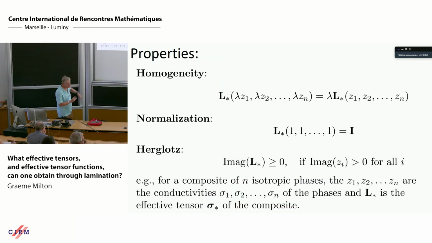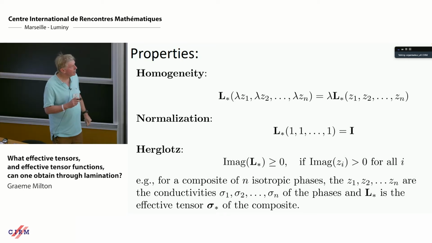So more generally, you could have a multi-phase material, which is a function of parameters Z1 to Zn, and then there's some sort of normalization. And so the Z1 up to the Zn could be the individual conductivities of the phases, and that then has this Herglotz property: the imaginary part of that tensor L star is positive semi-definite if the imaginary parts of the Zi are positive.